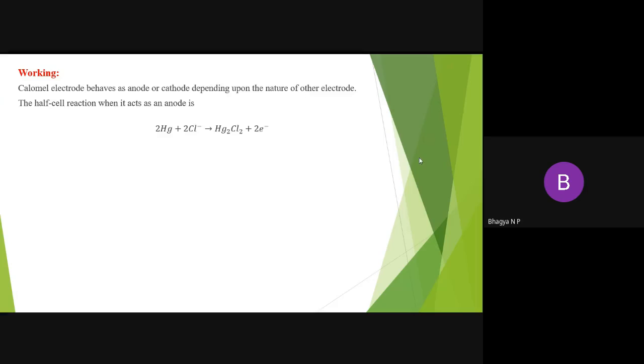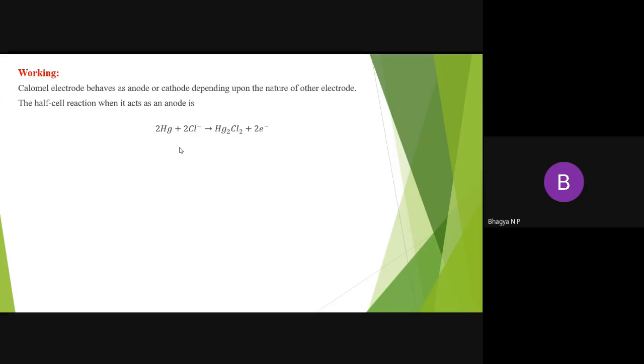This is the one. Mercury reacts with the Cl minus. Where do you find the Cl minus? It is present in the KCl. So it reacts with the Cl minus and gives the mercurous chloride, along with that, two electrons are liberated. So this kind of reaction takes place in the calomel electrode only when it acts as an anode.